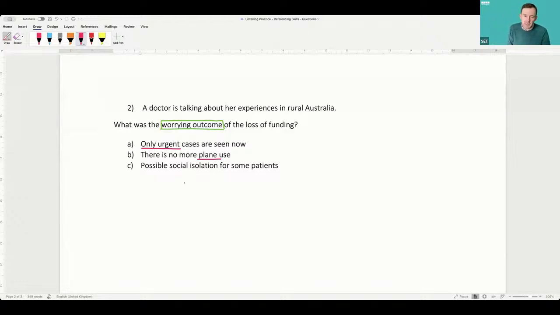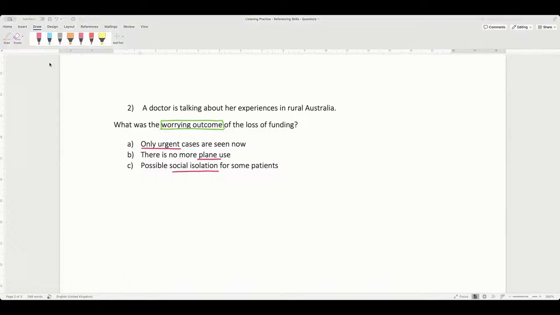And C, what about C? Social isolation for some patients. Yeah, isolation. That's what I'd be listening for. Isolation for a group of cases or for a group of patients.